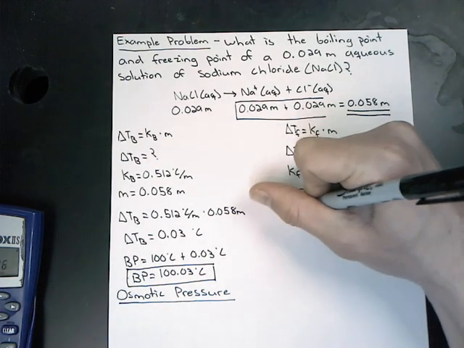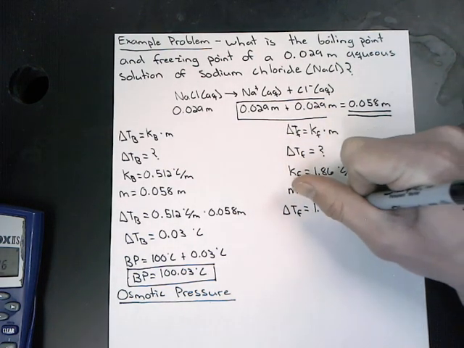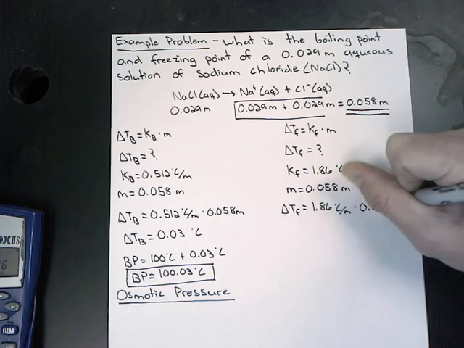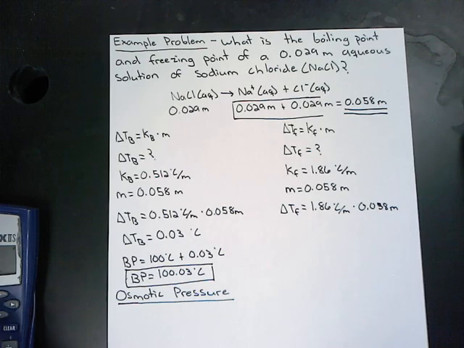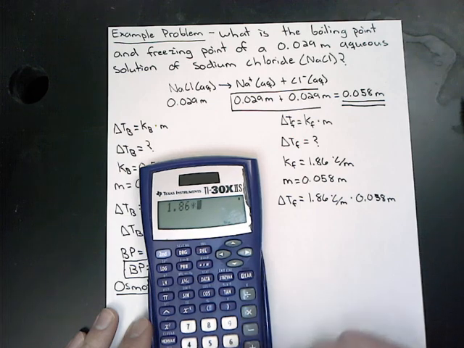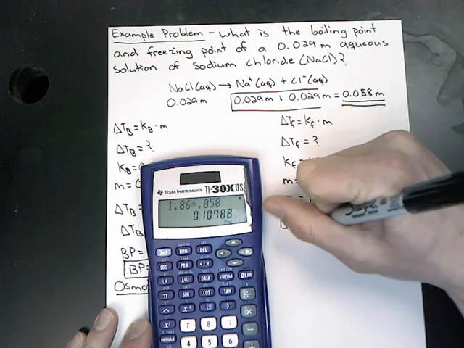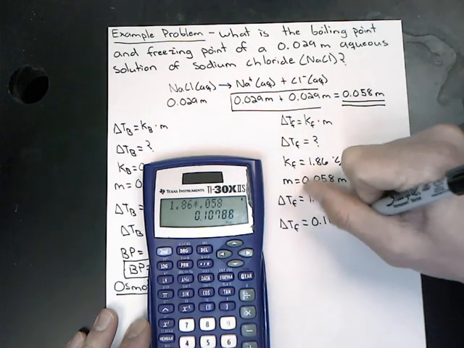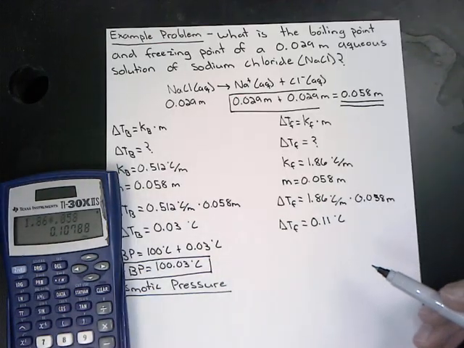What we do from here is plug this back into our equation. So we take 1.86 degrees Celsius per m times 0.058 m. To calculate this, all we need to do is take 1.86 times 0.058, and we get a change of our freezing point, which I'm going to round to 0.11 degrees Celsius. Now we're not quite done because we have to see what the freezing point actually is.